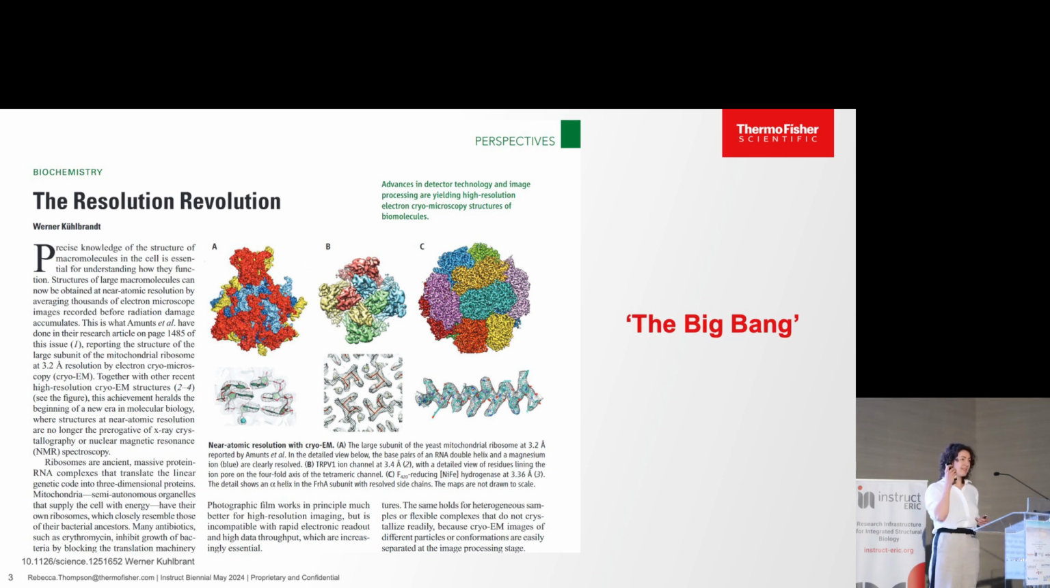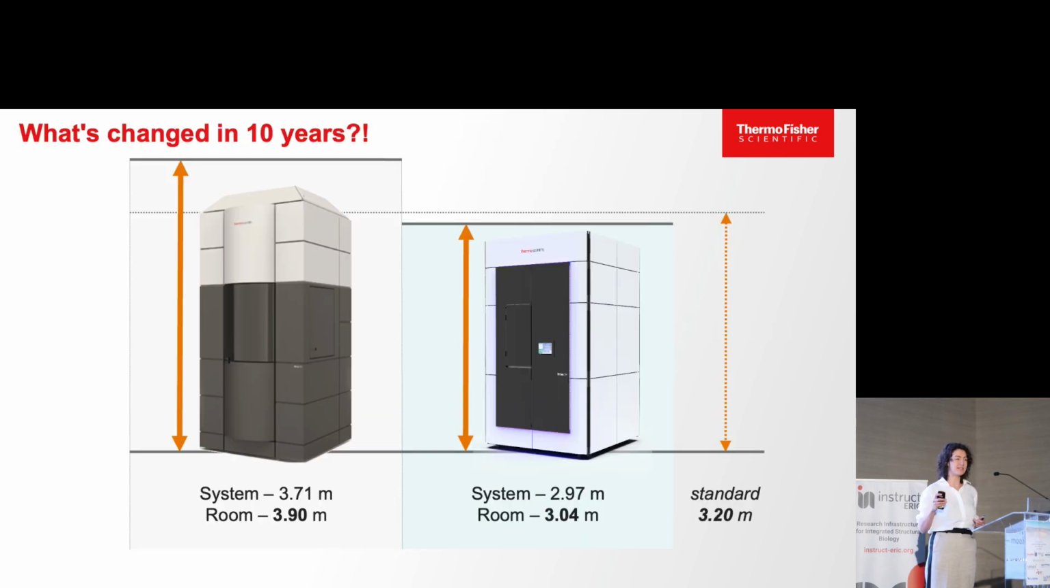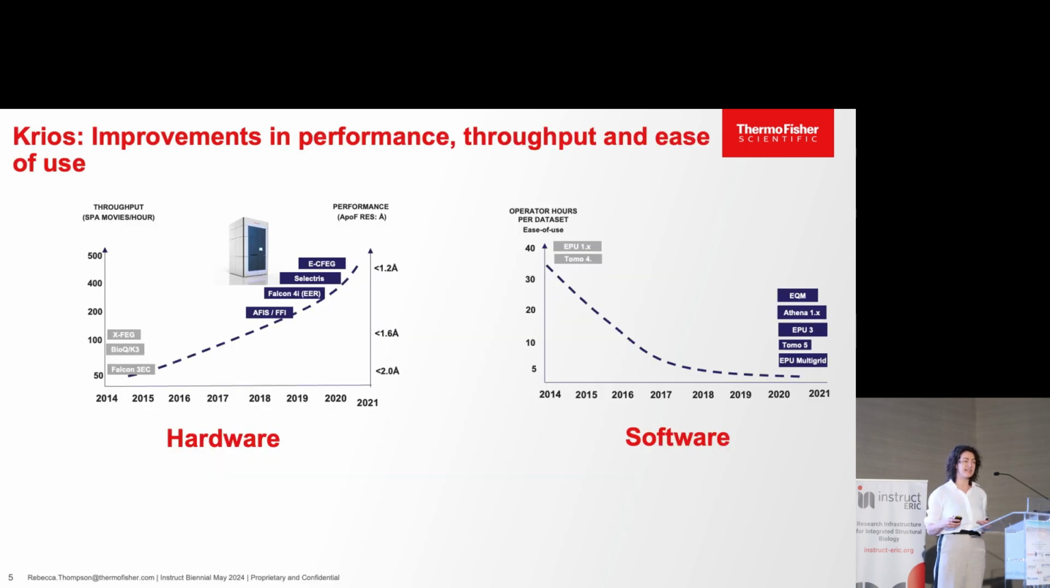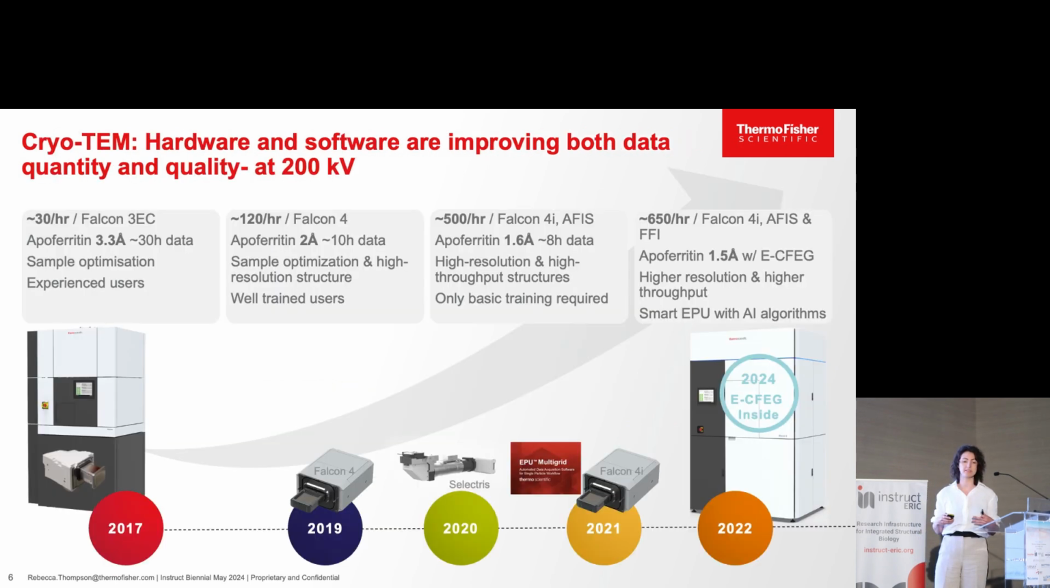So what has happened in the last 10 years? Well, you'll be pleased to know that more has happened than just the cryo microscopes reducing a little bit in height. The latest cryo microscopes are a little bit shorter than their predecessors. But in reality, what we've seen is a huge development in the hardware available in our transmission electron microscopes in the last 10 years, but also in the software.